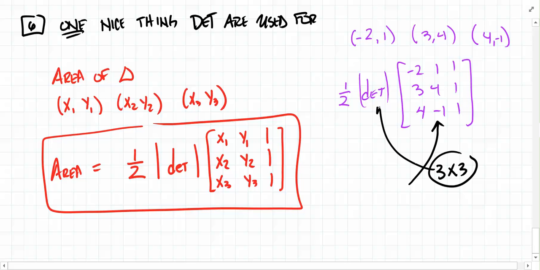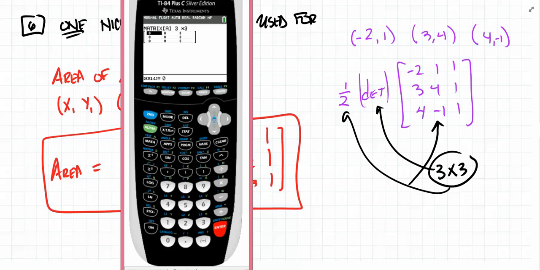Okay, so plug in my 3 by 3. I'm going to do -2, enter, 1, enter, 1, enter, 3, enter, 4, enter, 1, enter, 4, enter, -1, enter, and then 1, enter. All right, there we go. So second quit, right? And then second matrix, I want to do the determinant of this, so I'm going to push enter on second matrix number 1. And I'm going to get this answer of negative 28.